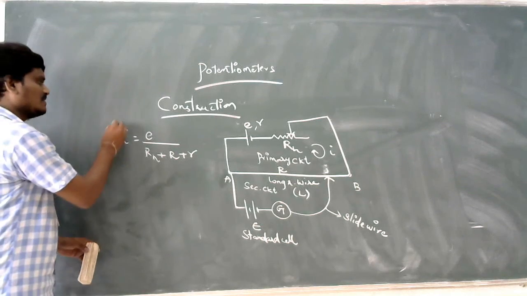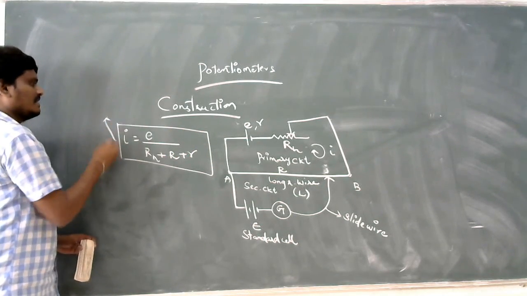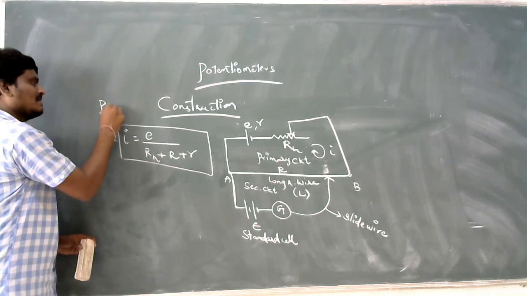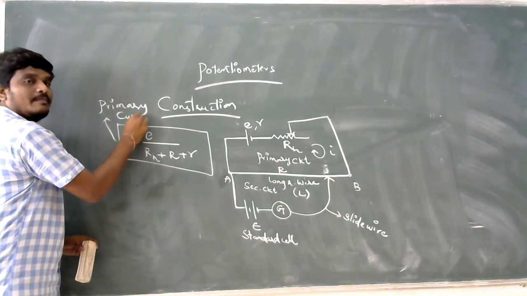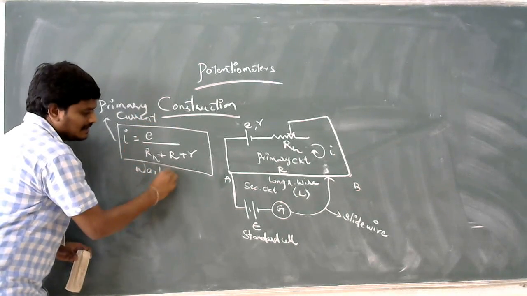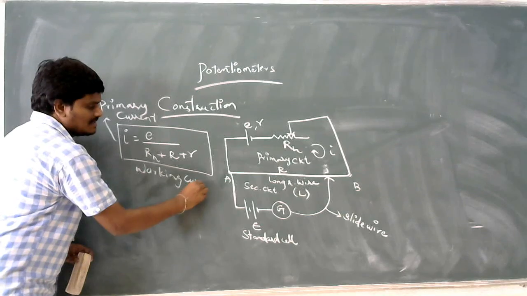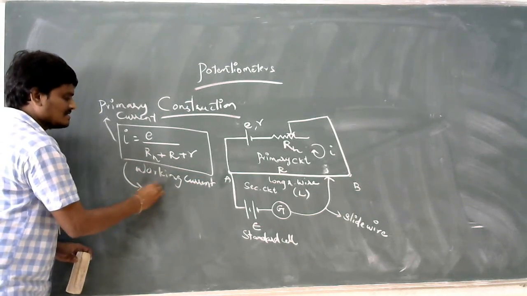This is the expression obtained from the primary circuit. Hence it is called the primary current, or else it can also be called the working current. Let me name this as equation number 1.